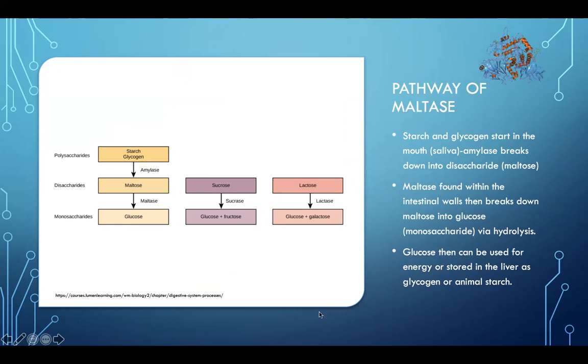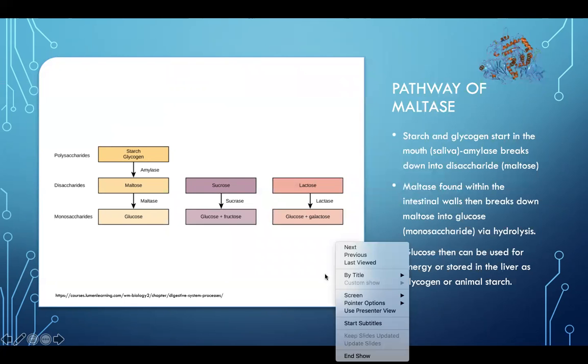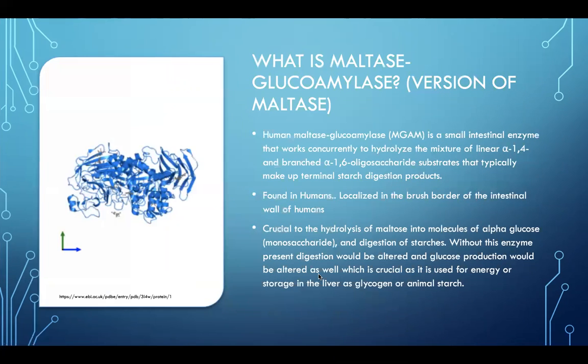Now that we've learned about maltase, we're going to take this even further and look at maltase glucoamylase. What is maltase glucoamylase? Human maltase glucoamylase, MGAM, is a small intestinal enzyme that works concurrently to hydrolyze the mixture of linear alpha-1,4 and branched alpha-1,6 oligosaccharide substrates that typically make up terminal starch digestion products.